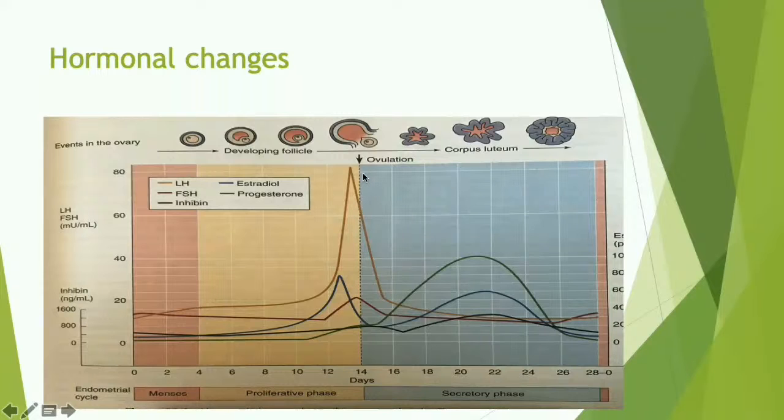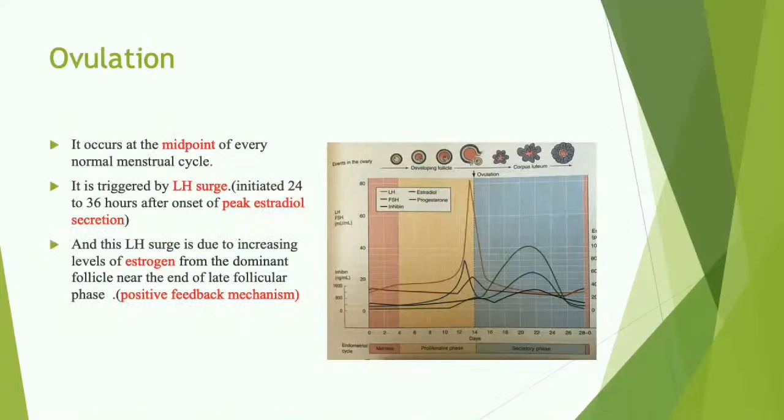After this paragraph on hormonal regulation, you go on to mention a paragraph on the changes which happen during ovulation. So ovulation occurs at the midpoint of every normal menstrual cycle. It is triggered by the LH surge, and this LH surge is because of the onset of peak estradiol secretion, right?